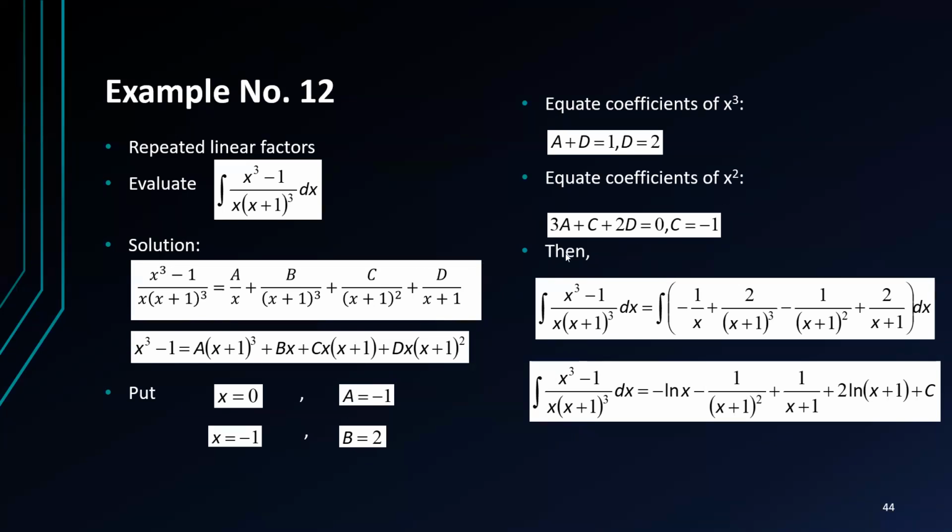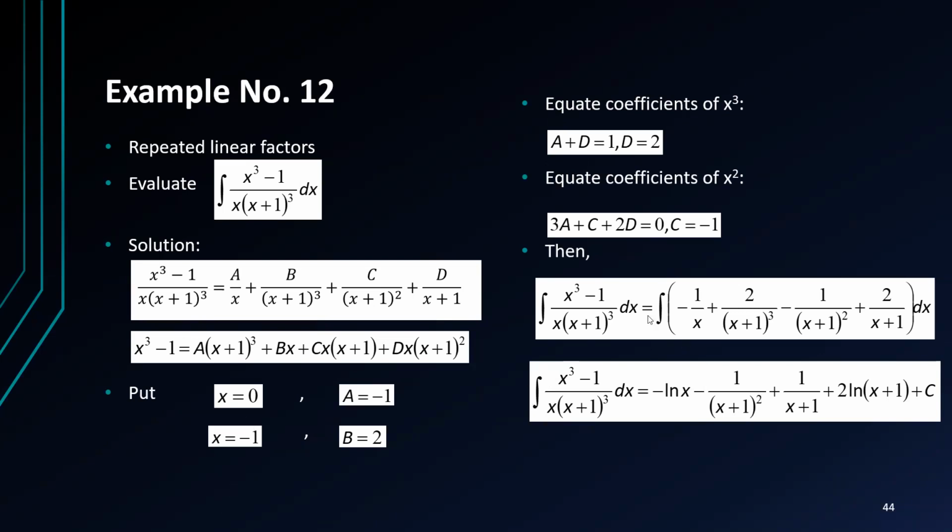Equate coefficient of x squared. Mayroong 3a plus c plus 2d is equal to 0. So, c is equal to negative 1. Substitute mo yung d, substitute mo yung a, so c is negative 1. Kaya pwede mo itong i-expand para mas malinaw mong makita yung coefficient. Coefficient of x squared is equate mo sa 0 kasi wala sa left side. Then, nakuha mo na yung a, b, c, d.